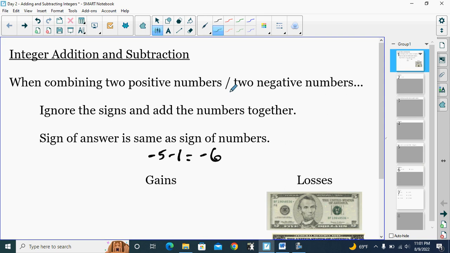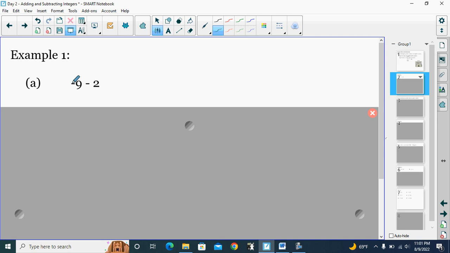If they are both negative, when combining two negative numbers, we add the numbers. So we don't worry about the signs. Don't worry about this minus or this minus. Just add. 9 plus 2 is 11. And because they were both negative, my answer is negative 11. If you lost $9 and then lost $2 more, you lost a total of $11. Because they were both losses, you add.